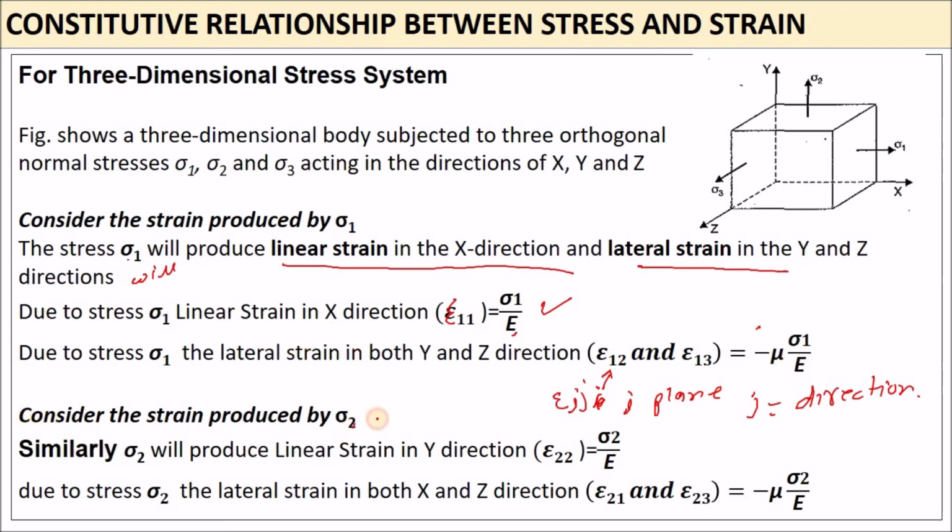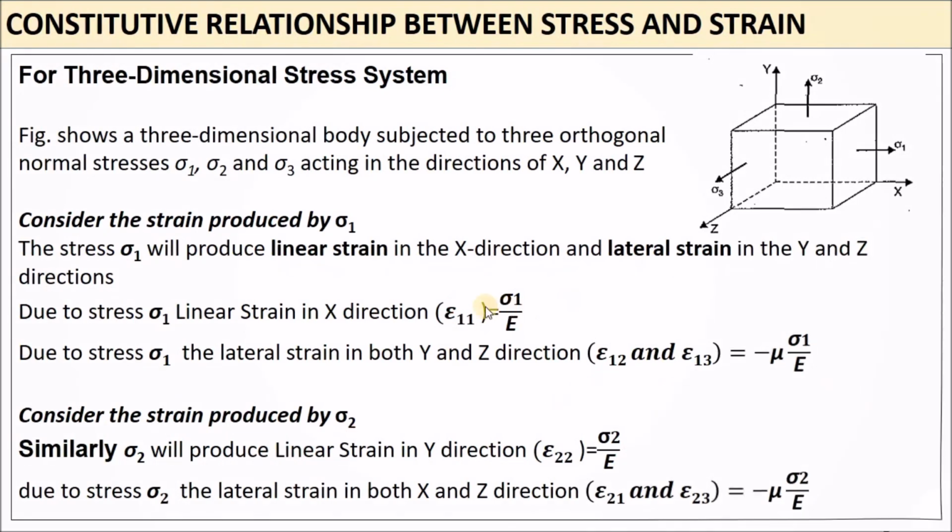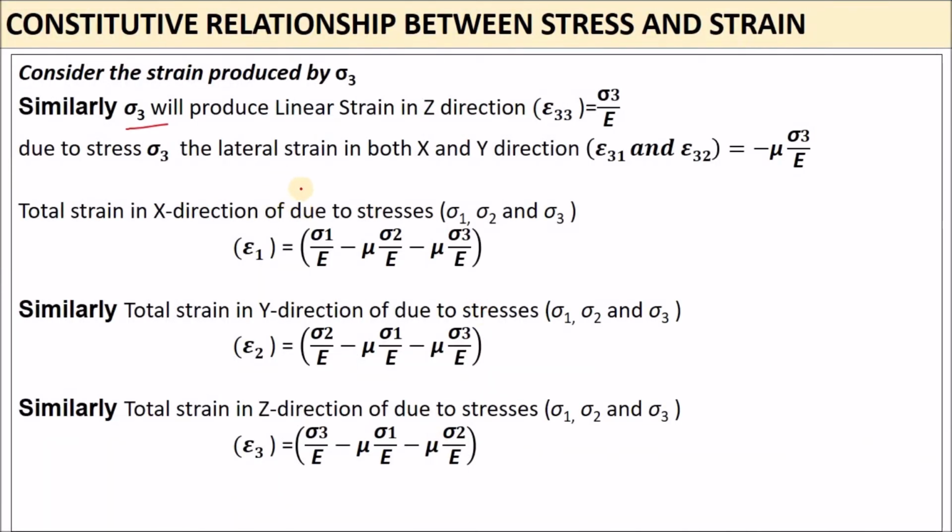Similar to that, due to sigma 2, in y direction sigma 2 by E, in z and x direction minus mu sigma 2 by E, and similar for the third case, sigma 3 by E in z direction, x and y direction will be minus mu sigma 3 by E. Now due to all these three stresses, sigma 1, sigma 2 and sigma 3, total strain in x direction will be sigma 1 by E minus mu sigma 2 by E minus mu sigma 3 by E. This is x direction. In y direction, in z direction we got similarly.